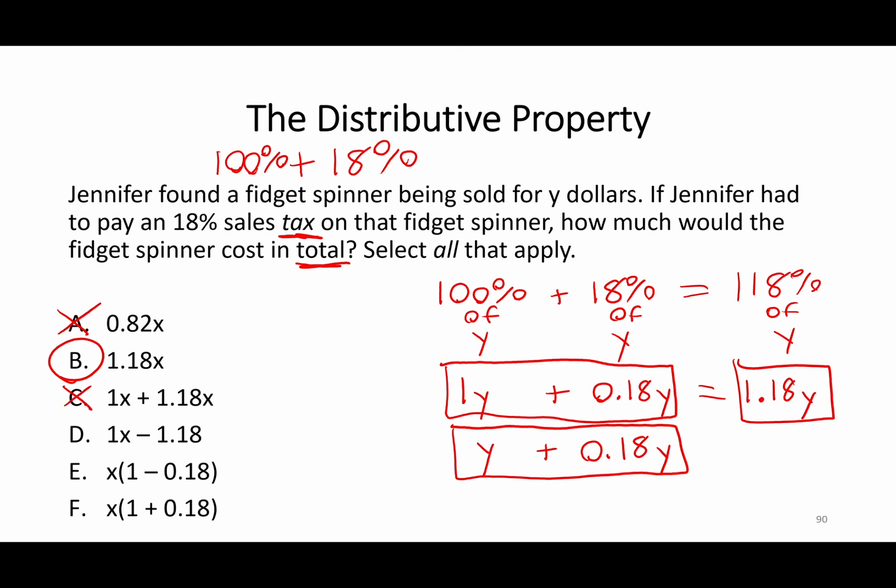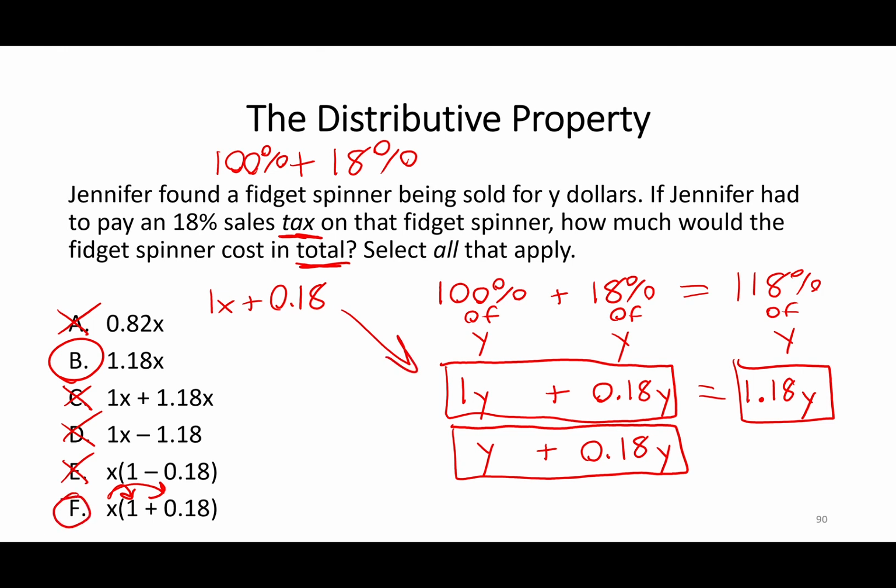Okay. D, once again, tax. Tax is adding. If it's adding, I don't understand why there's subtraction here. So D is wrong. E has subtraction as well. E is wrong. And let's distribute for F. X times 1 is going to be 1x. And x times 0.18 is going to be 0.18x. Oh, that's exactly what I'm looking for over here. B and F are correct.